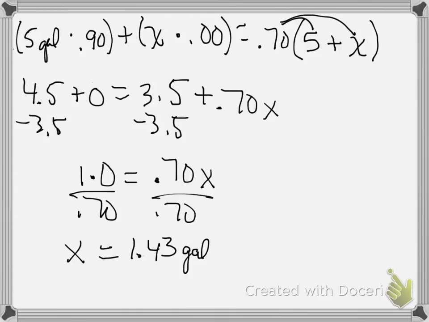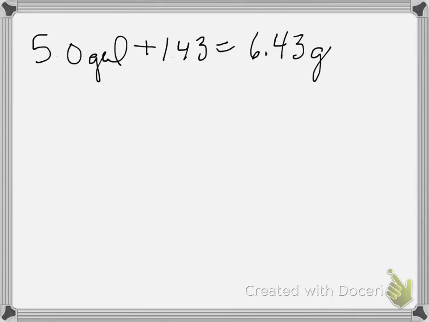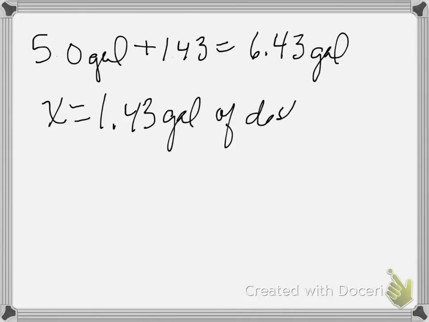Now, X, if you remember correctly, was the number of gallons of distilled water. But what the question asked for was the total number of gallons overall. So because we started with 5 gallons originally, then we had to have 1.43 gallons. So that gives us a total of 6.43 gallons overall. Let me go back and reread this. Oh, no. All it wants is how much distilled water. So your answer there is 1.43 gallons of distilled water. So that is your answer.